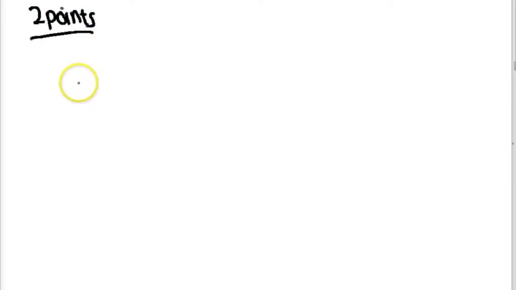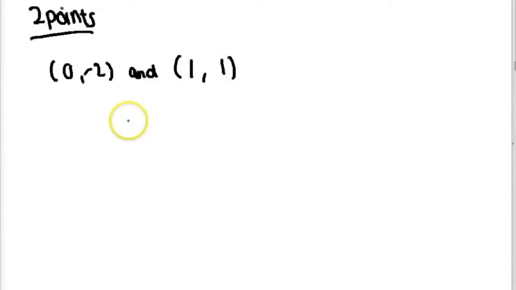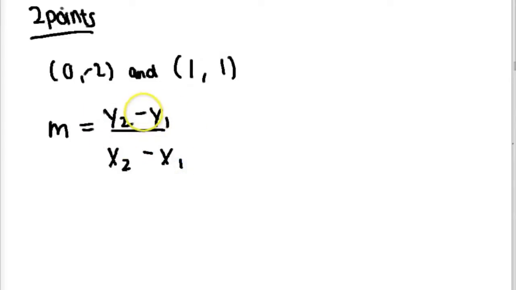Let's say a question gives you the points 0, -2 and 1, 1, and it asks you to find the slope. Then you're going to use this, sorry, I meant, it's supposed to be m, because m is a slope. So y sub 2 minus y sub 1 over x sub 2 minus x sub 1. That's the formula to find a slope.